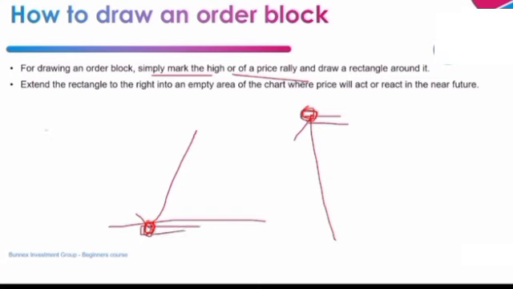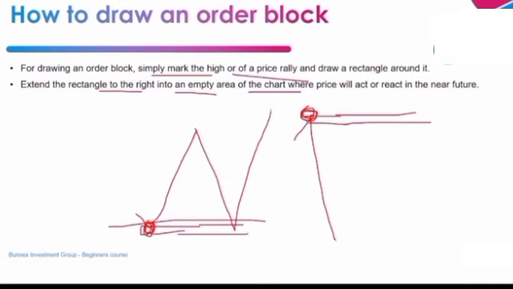So we then extend the rectangle to the right into an empty area of the chart where price will act or react in the future. We protrude into the future and anticipate that the market will come like this. However, as I have said earlier, you need to use these order blocks in line with the market maker context. Using them without the context will result in you using order blocks that are not refined.